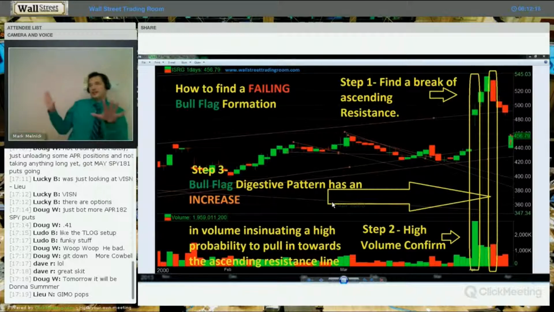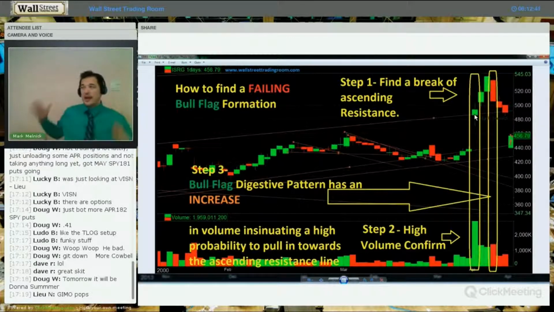I hope this chart doesn't look too confusing to you guys. But step 1 is we're looking for the break of an ascending resistance line. A lot of bull flags have done this in the past, where you get this increased elevation as the ascending resistance line was broken. And if you look right over here on step 1, you see the line that this green bar broke right over here.